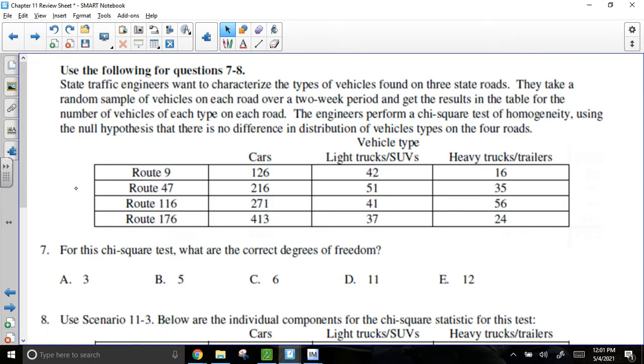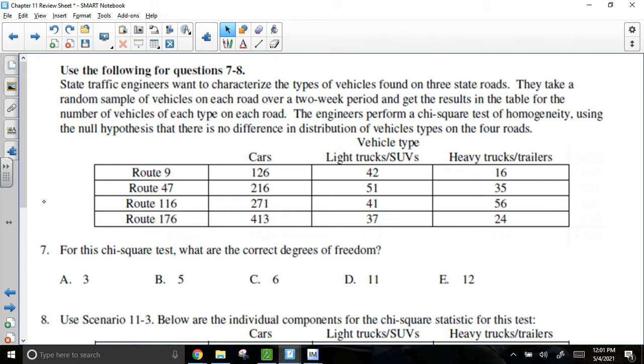All right, let's look at number 7 and 8. State traffic engineers wanted to characterize the types of vehicles found on 3 state roads. They take a random sample of vehicles on each road over a 2-week period and get the results in the table for the number of vehicles for each type on each road.